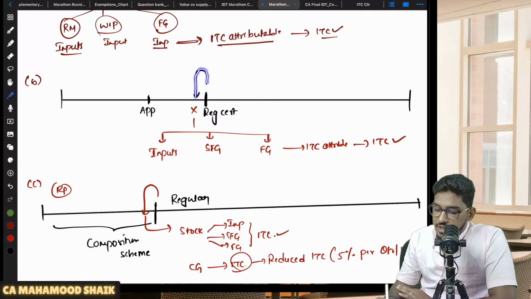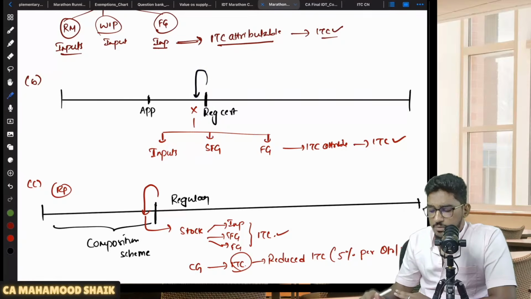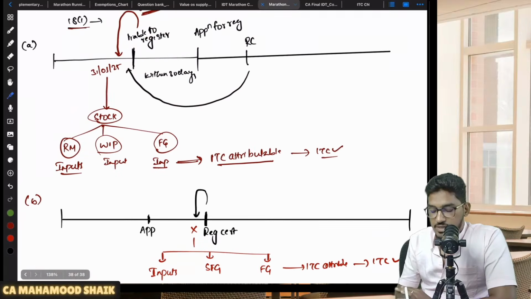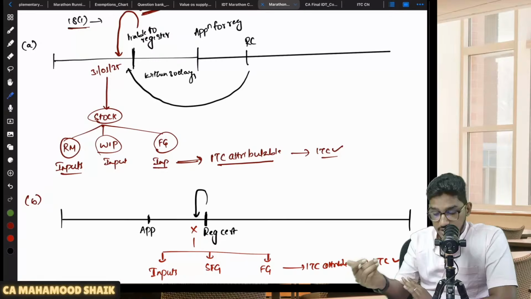1 day before that effective date of registration, whatever inputs are there in stock, whatever inputs are contained in semi-finished goods, whatever inputs are contained in finished goods, and whatever ITC is attributable to those inputs, on that you can take the input tax credit. So this is one more case. 18 subsection 1 clause A will talk about new registration. You are liable for registration. You submitted application within 30 days.